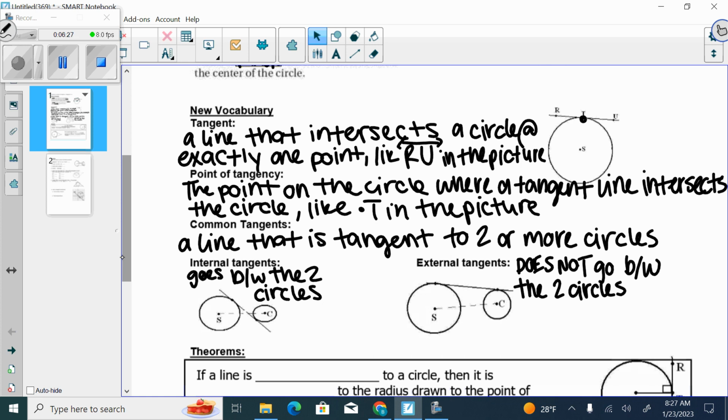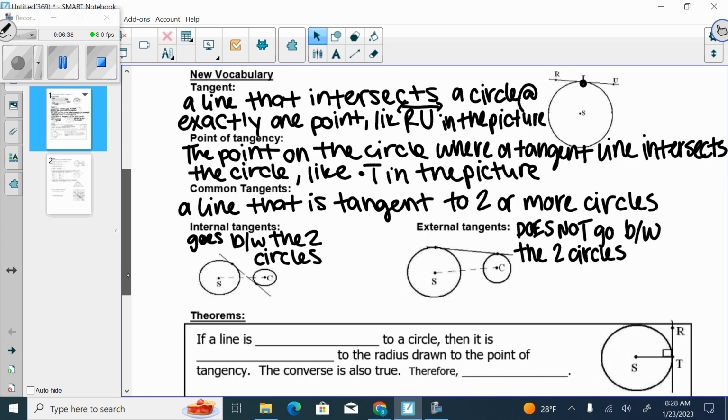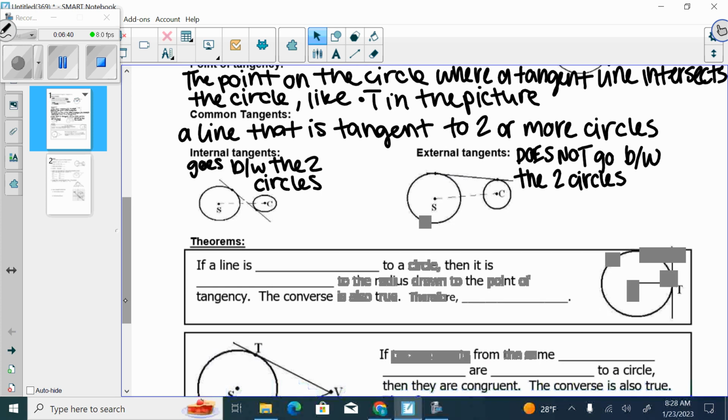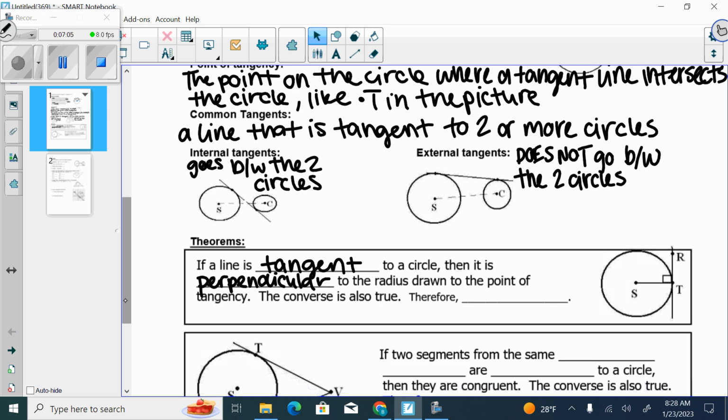Okay, so in this unit, we're going to have a lot of theorems. Remember, a theorem is basically just a rule that once we know what it is, we can use it to solve for missing pieces, right? So the first theorem has to do with our tangent lines. It says that if a line is tangent to a circle, so if a line touches a circle at one spot, then it is perpendicular to the radius drawn to the point of tangency.